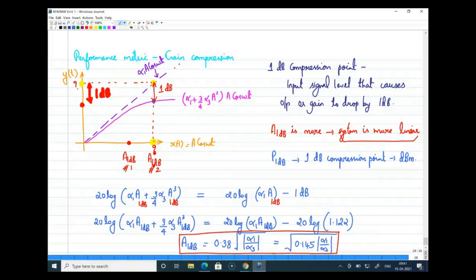All right. So this is about this performance metric, the 1 dB compression point, and this is how we understand gain compression in any system.